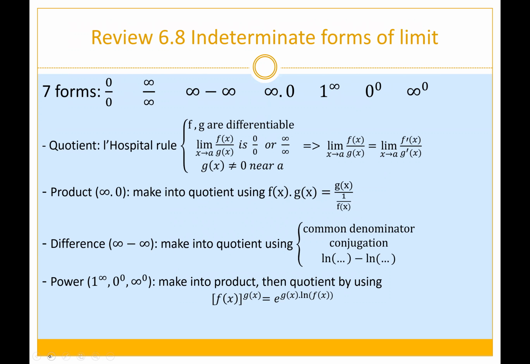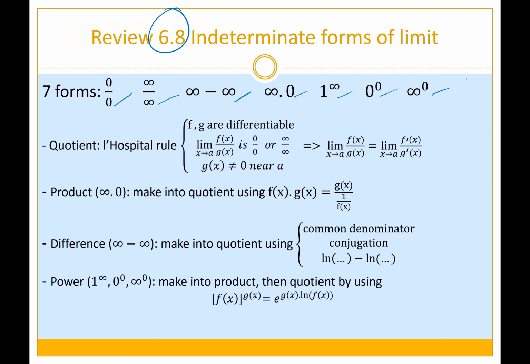First, 6.8, indeterminate forms of limits: when you're given a limit, but the expression inside the limit has one of these 7 forms, then it's considered an indeterminate form, and you have to use the following strategies. The 7 forms are 0 over 0, infinity over infinity, infinity minus infinity, 0 multiplied by infinity, 1 to the infinity, 0 to the 0, and infinity to the 0.